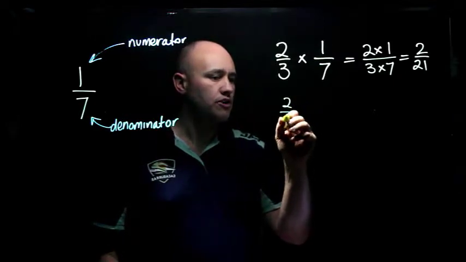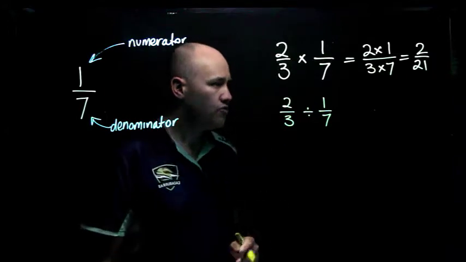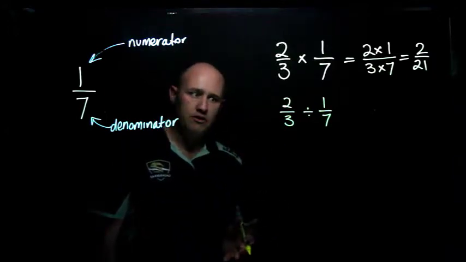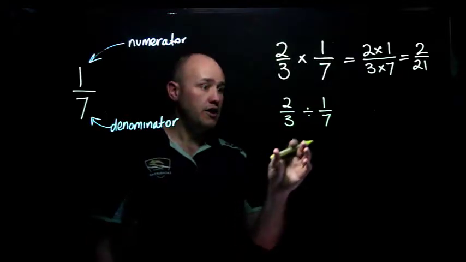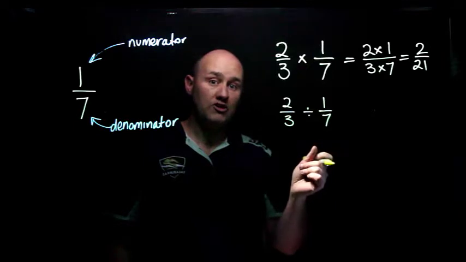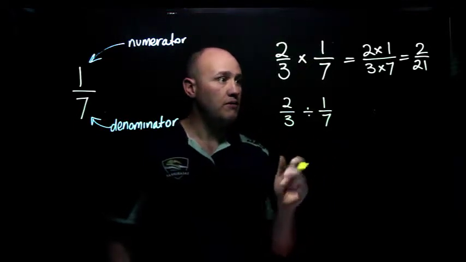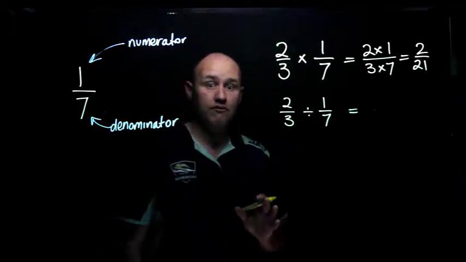And we'll stick with the same fractions. 2/3 divided by 1/7. When you divide fractions, what we do is we reciprocate. So I'm going to reciprocate the second fraction and turn it into a multiplication question. Reciprocation is a really important word and an important approach, and you'll need to be able to do this in the topic of algebraic fractions.